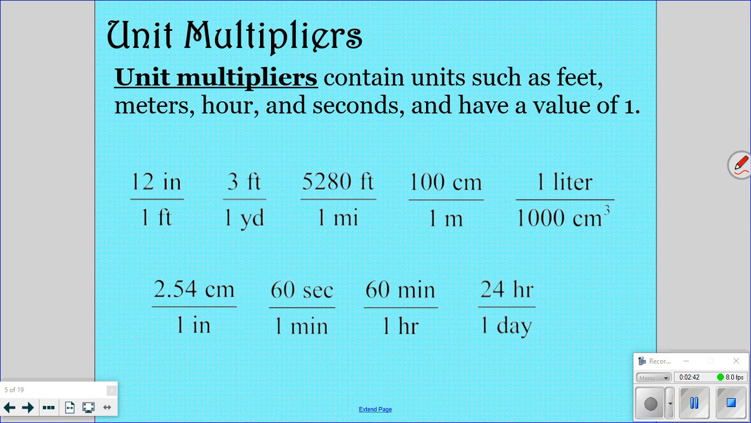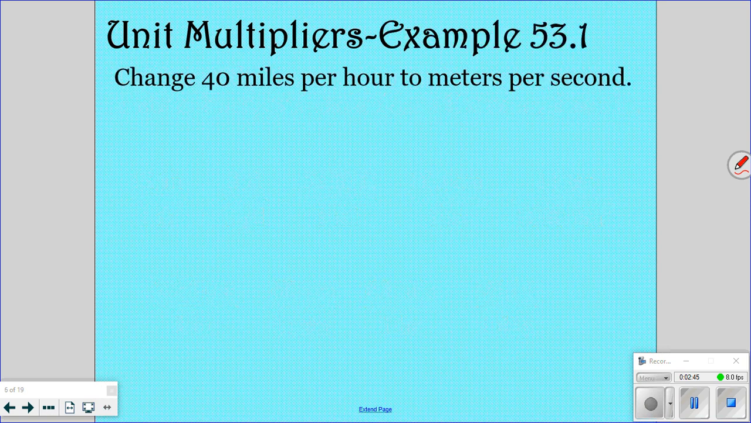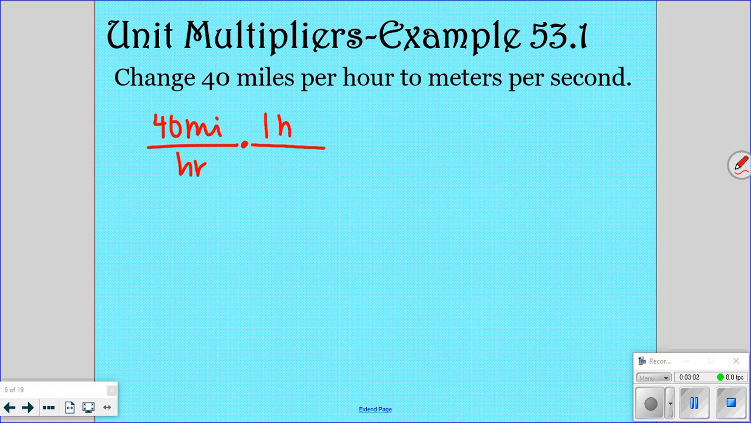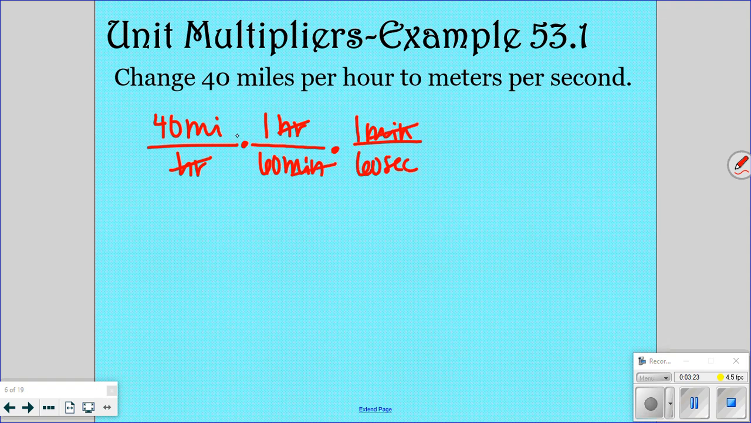So we're going to go over how to convert, just in case you have forgotten. We're going to change 40 miles per hour to meters per second. So 40 miles per hour. Pick either miles or hours first. I'm going to pick hours, and we're going to change it to seconds. So there is 1 hour for every 60 minutes, and the hours will cancel. Then there is 1 minute for every 60 seconds, and so the minutes cancel. So now we have it in miles per second.